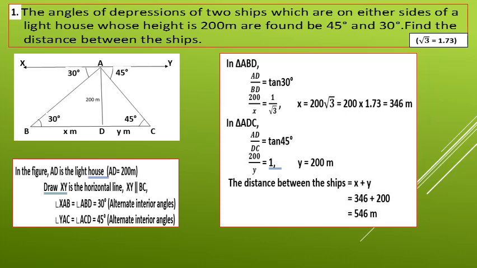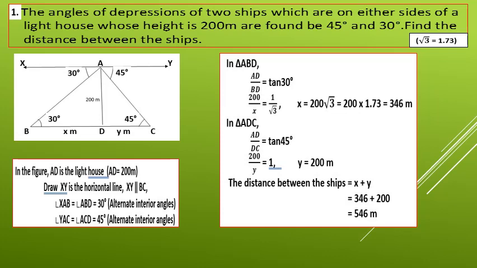Additional problems. Question number 1. The angles of depression of two ships which are on either side of a lighthouse whose height is 200 meter are found to be 45 degree and 30 degree. Find the distance between the ships.